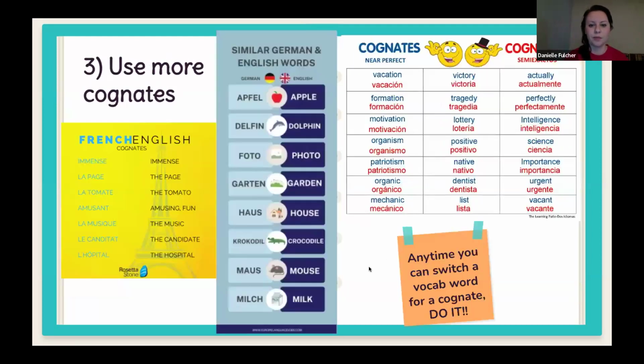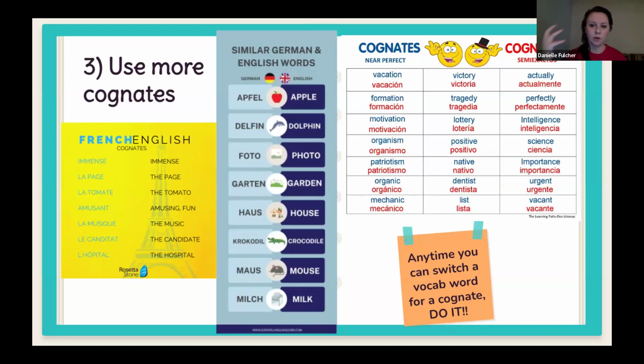Other ones, using more cognates. Now I know some schools and districts get tied into the curriculum and you do have to teach specific concepts. But anytime you can use a cognate for a word, do so. For instance, in Spanish, there are actually two words for computer. There's computadora and ordenador. Granted, ordenador is very common in Spain and parts of Argentina, but computadora, if you look at the word, you know it means computer. It's very obvious that it looks like it.